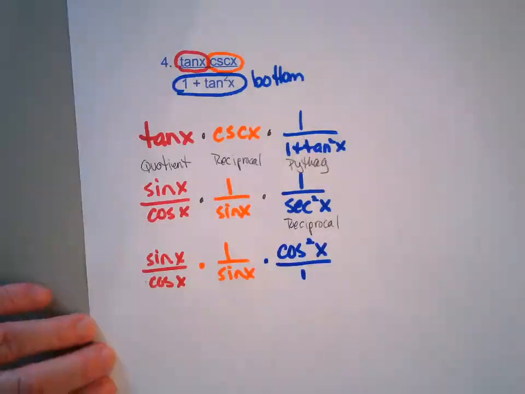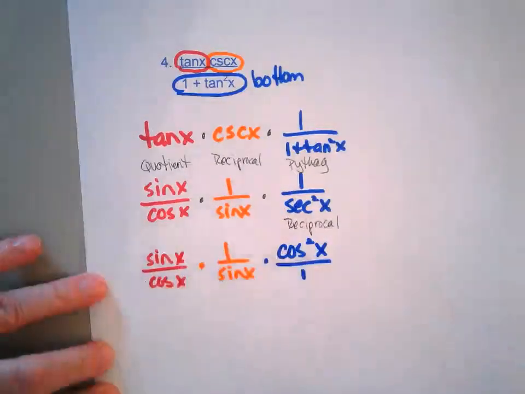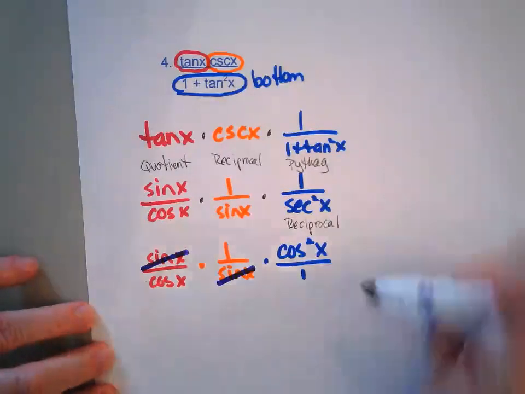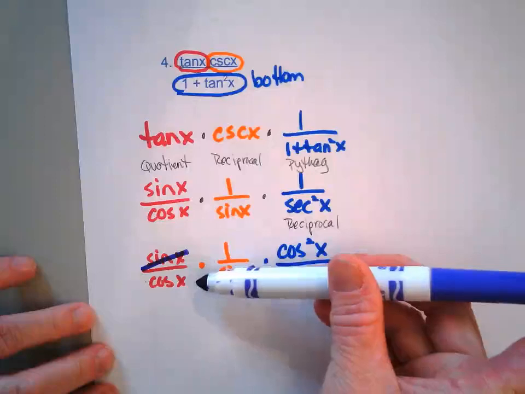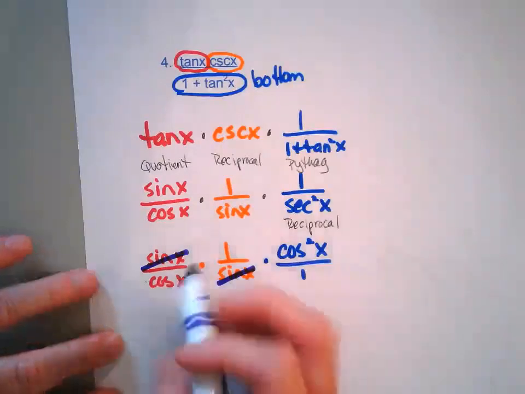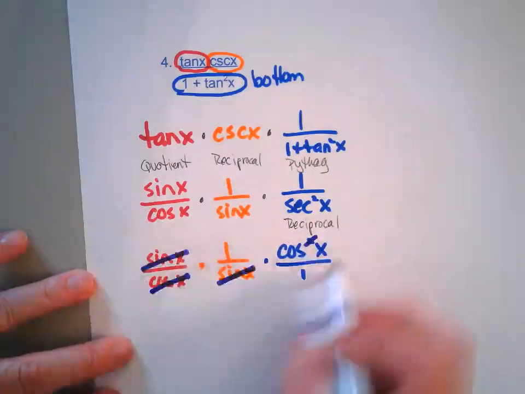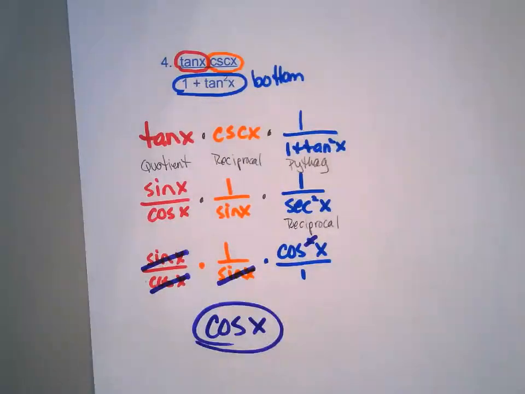All right. Cancellation time. Now we cancel, sine on the top, sine on the bottom. We have 2 cosines on the top and 1 cosine on the bottom. So this is getting technical. Gotta be careful. One of these cosines cancels with one of these cosines. So that's all the cancellation we have. And so what's left in all of this problem right here is cosine x. Okay, and that's it. That is simplifying.